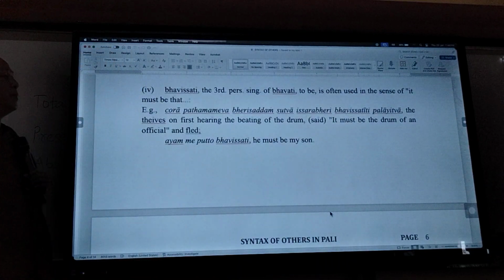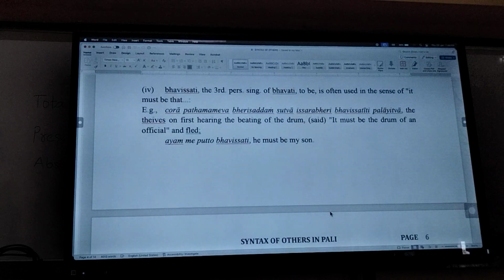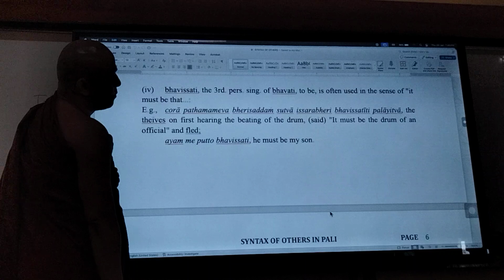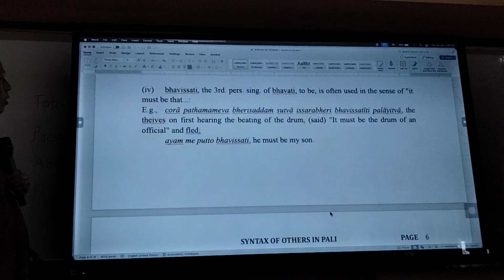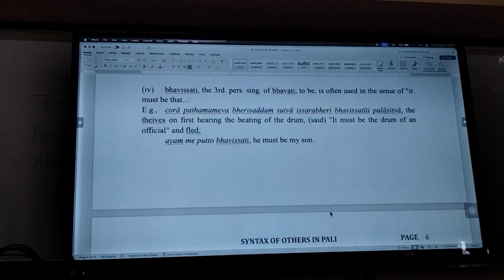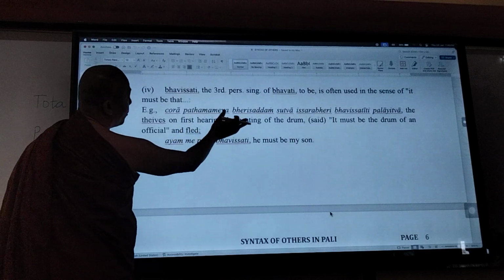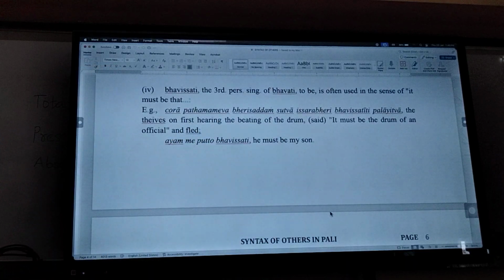So it must be that the sound of the drum is from the king or something, and they definitely consider running away. It must be that it is the drum of an official, so they flee. Here it is said that it must be so, and also a young man says it must be my son, in this way.